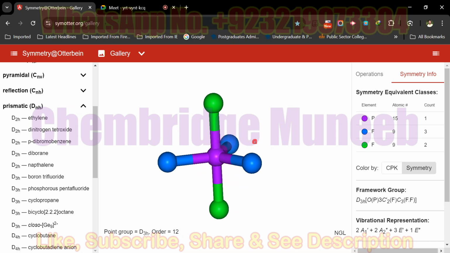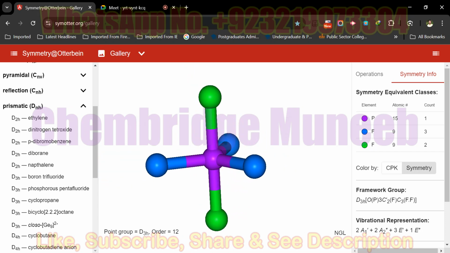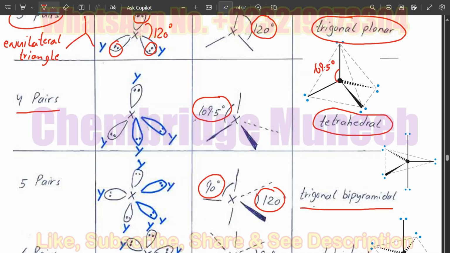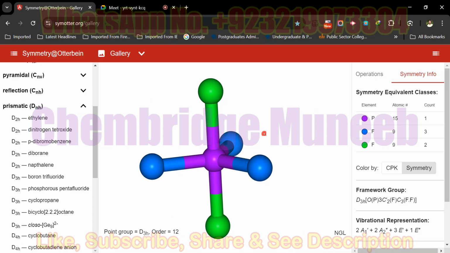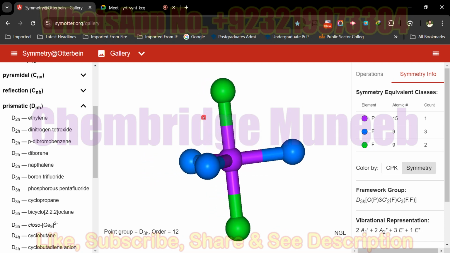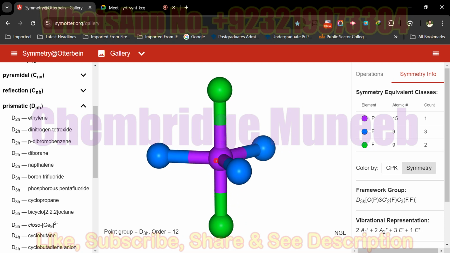Okay, here is the trigonal pyramidal. In trigonal bipyramidal, the green atoms are present on the vertical sides, and there are 3 atoms on the other plane.